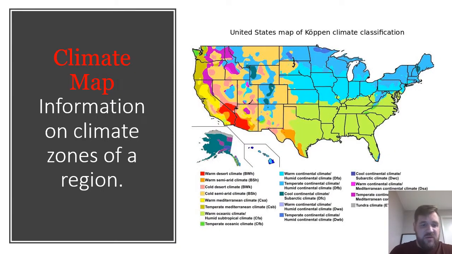Climate maps. These can be used for many different purposes, but the main focus is identifying climate zones of a region. If you ever look at a package of seeds for plants, it will show a map of the United States with different regions as to what time you should plant those seeds based on what the temperature generally is. So for Kansas, we are in what's called a warm continental climate according to the Köppen climate classification. There's all sorts of different classifications you can use.